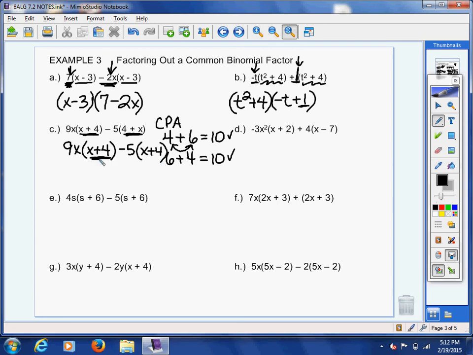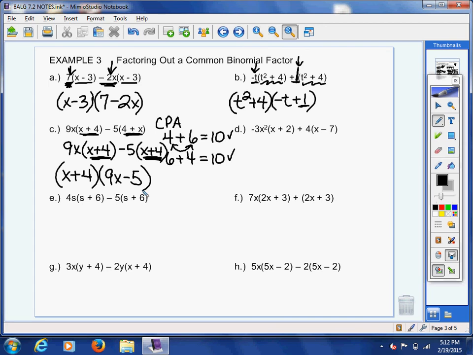So here's your GCF right here, what I've got underlined. Let's pull that out. And whatever's left behind, the 9x and the negative 5, goes into its own quantity. And there's your two binomials, x plus 4 times 9x minus 5. That is your factored form.